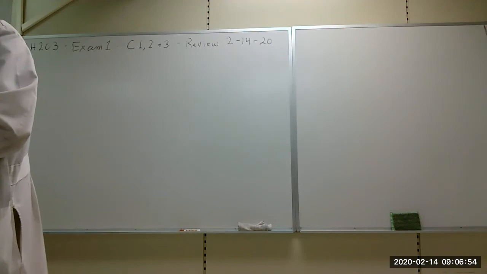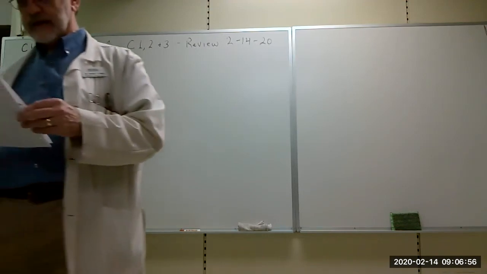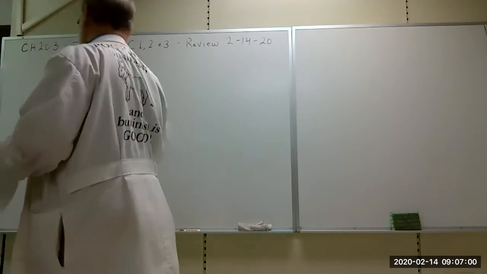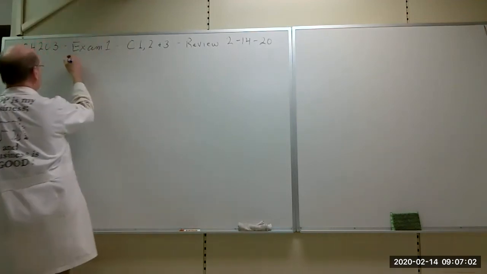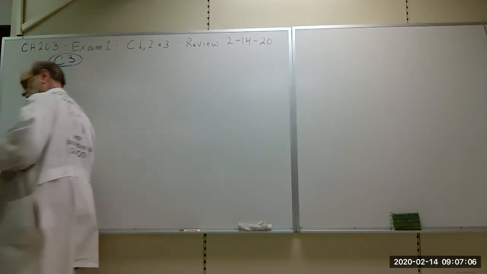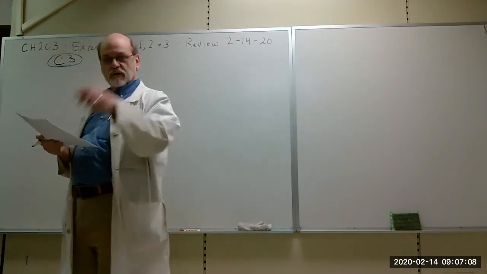Let's see, chapter 3 was on atomic structure and the periodic table. Okay, so let me identify this as chapter 3 for the video.